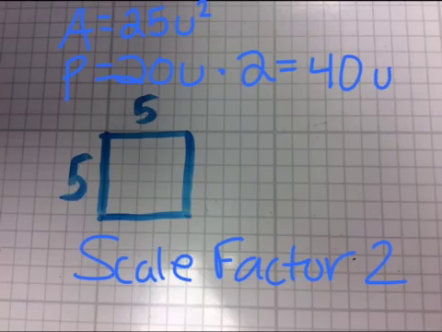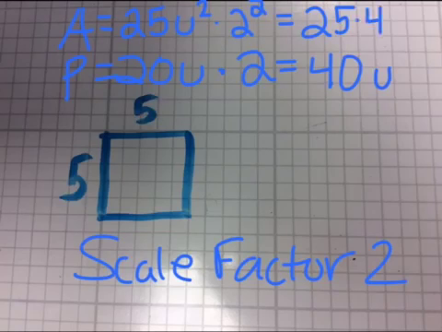So for area, we need to take that scale factor and we need to square it when we multiply it. So we would have 25 units squared times 2 squared. So we'd essentially have 25 times 4, which is 100 units squared. So our new square should have the area of 100 units squared. So if we think about it, we would be multiplying 5 times 2, so that would give us a new side length of 10, and this one would also be 10. So we'd have a square that's 10 by 10, which would give us 100.